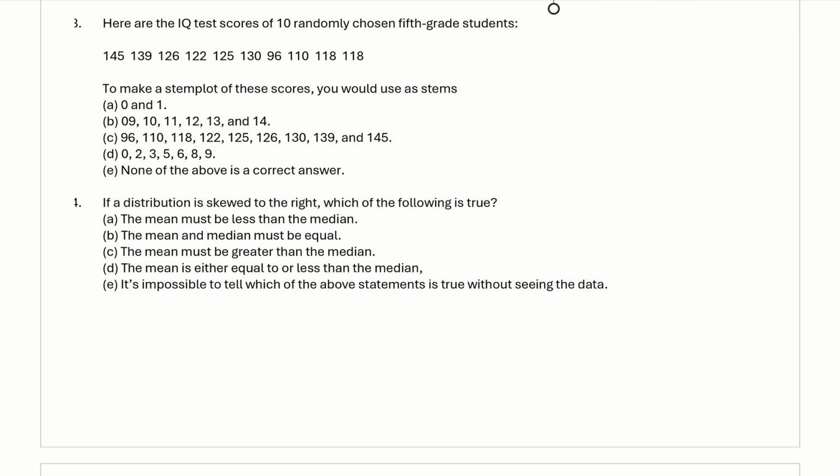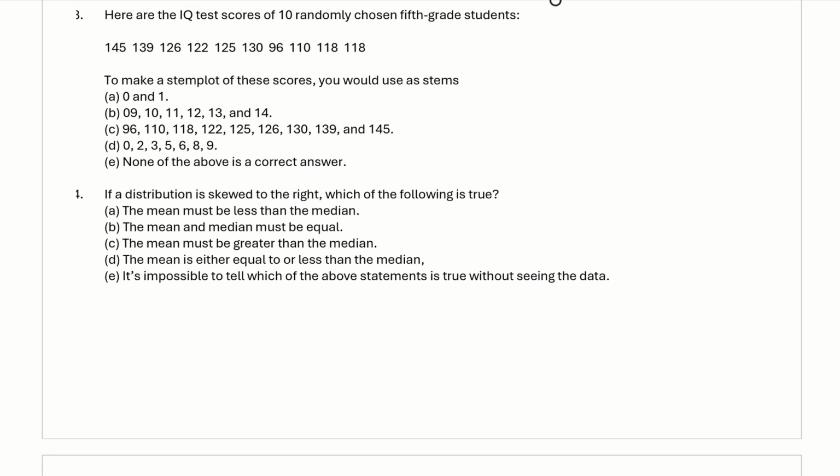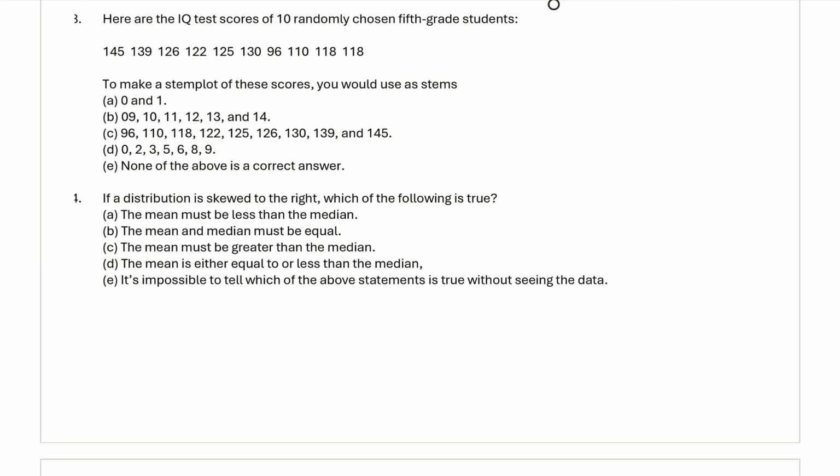All right, so number 3. Here are the IQ test scores of 10 randomly chosen 5th grade students. So we got 10 scores. To make a stem plot of these scores, you would use as your stems. So what would we use as your stems? So in this case, for number 3, if we use 0 and 1.